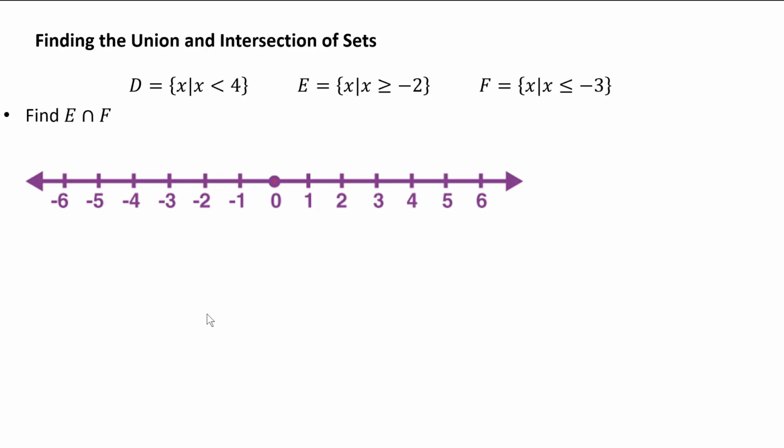All right, E intersect F. If you've got E, it is from -2 up, x greater than or equal to -2. And then for F, you have x less than or equal to -3. So it's those numbers over there.